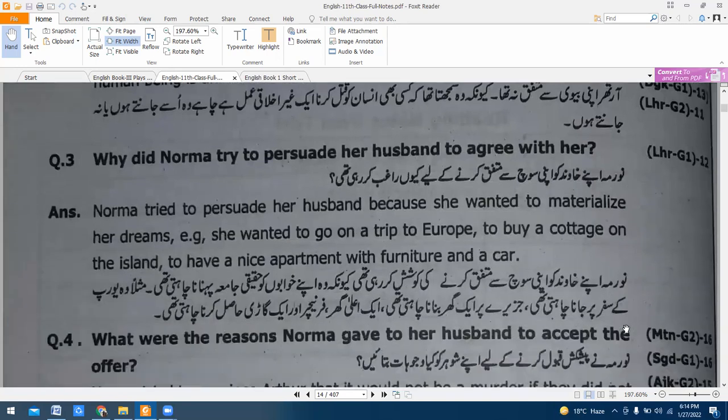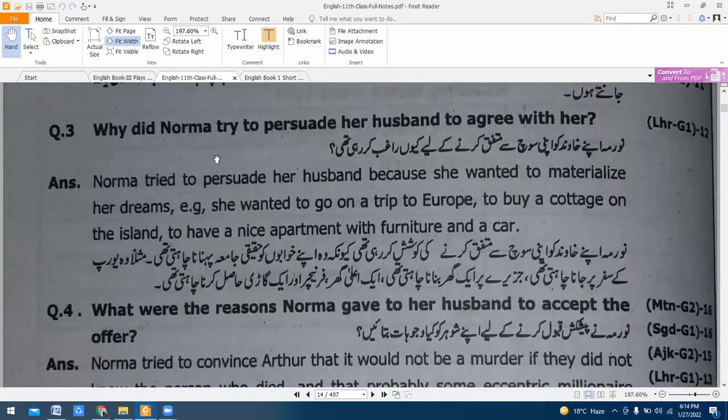Question 3. Why did Norma try to persuade her husband to agree with her? Norma tried to persuade her husband because she wanted to materialize her dreams. For example, she wanted to go on a trip to Europe, to buy a cottage on the island, to have a nice apartment with furniture and a car.